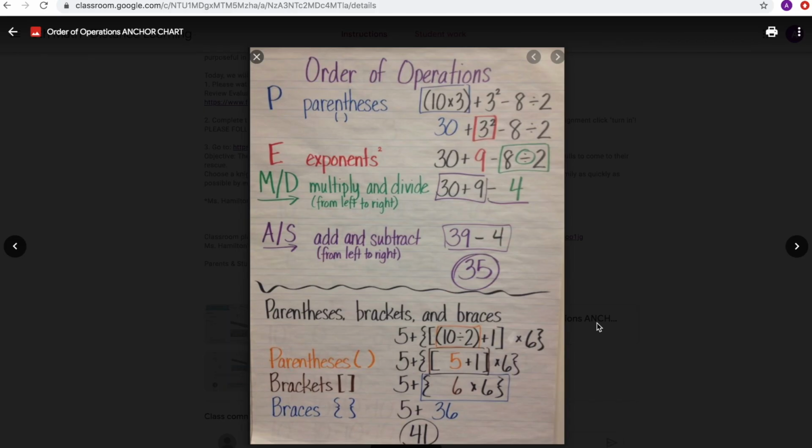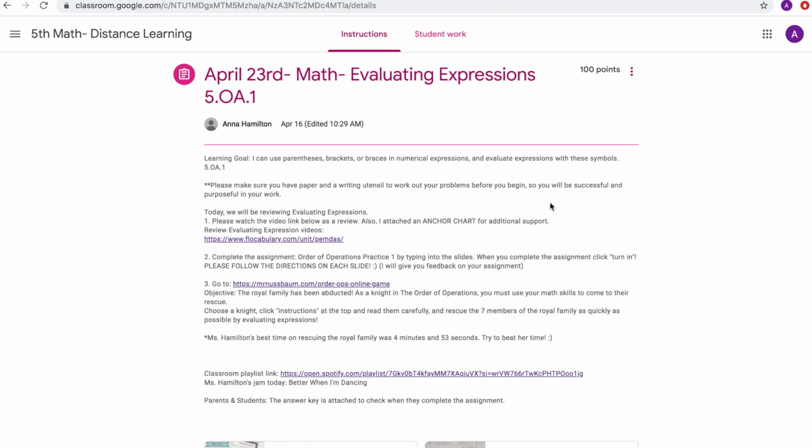So this is an anchor chart, and it just shows parentheses, but it also comes down here and it says parentheses, brackets, and braces, because that is what our learning goal was. So we're seeing that we do all of those, we call them grouping symbols. So we do all of that first, then exponents, then we multiply, divide from left to right, add and subtract. So I just put in the notes here that is also included if they need it for additional support.